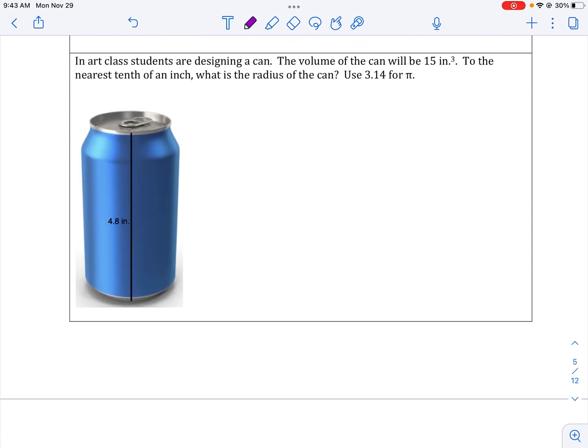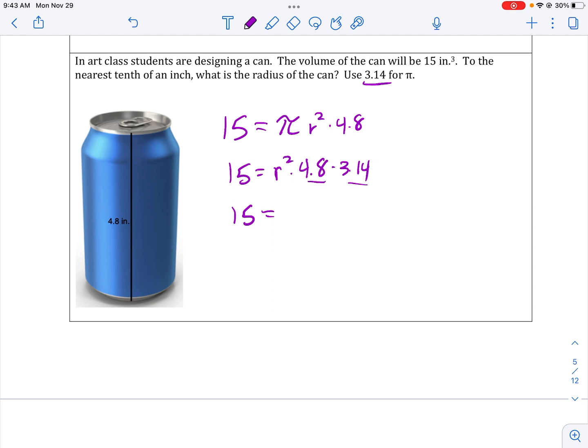So here we're given the volume. We want to find the radius. Pi r squared times 4.8. And it says use 3.14 for pi, so I'm going to do r squared times 4.8, which is my height, times 3.14. So 4.8 times 3.14. This becomes a solving equation like we did at the very beginning of the year. So I just multiplied those two and get 15.072 times radius squared.